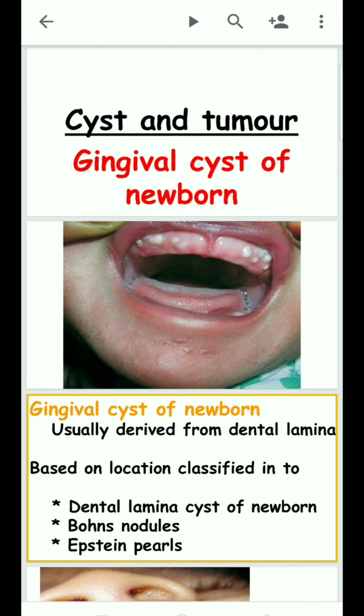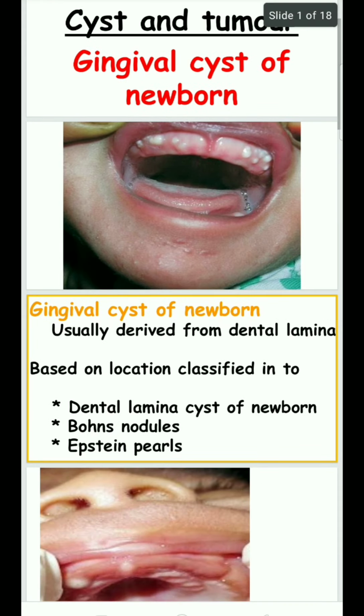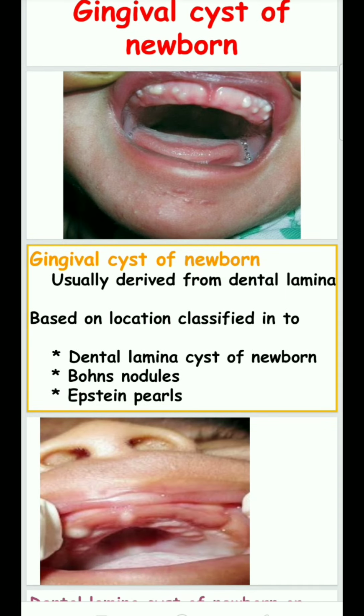Today we are going to discuss the topic of gingival cyst of newborns, under cysts and tumors. It is usually derived from dental lamina, so it is called an odontogenic cyst, because this kind of cyst is mostly derived from the dental lamina. Based on location, it is classified into dental lamina cyst of newborn, Bohn's nodule, and Epstein pearls. These three kinds of cysts are mostly seen only in infants or newborn babies.